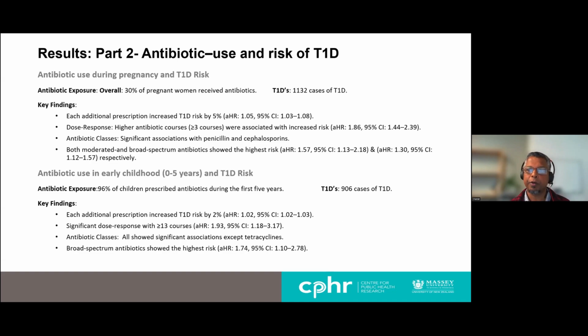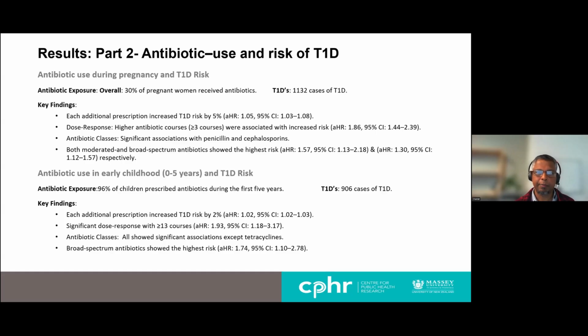Now, the number of children who were diagnosed with type 1 diabetes was 1,132 cases, and we counted those cases from birth until the end of the study. So in terms of the finding, we saw that each additional prescription increased the type 1 diabetes risk by 5%. And you can see that we have a pretty narrow confidence interval, and it is a significant finding.